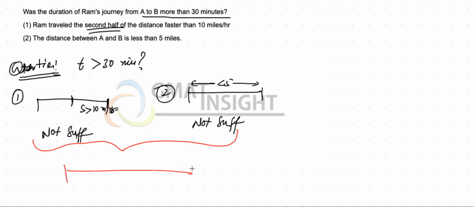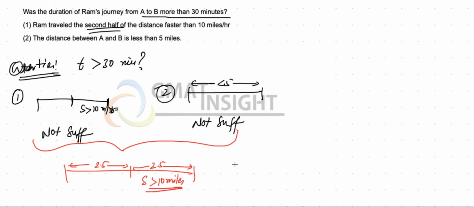So now we have the total distance. Let's assume that the distance is 5 miles, although it's less than 5, but it can be very close to 5. So I'm assuming that the distance is 5 miles only. It's 2.5 and the other part also is 2.5. So the first 2.5 miles, Ram has traveled at a speed faster than 10 miles per hour.